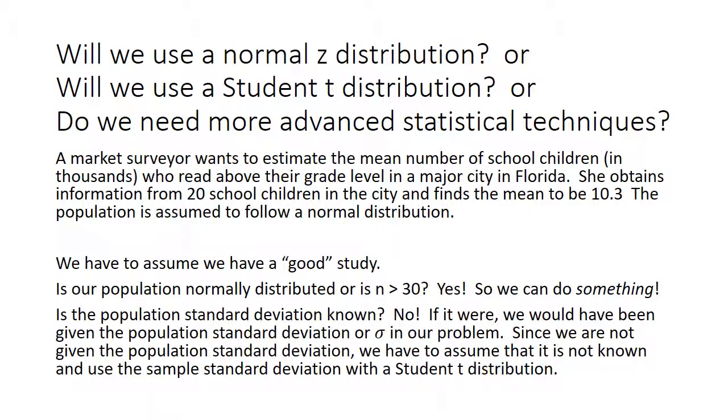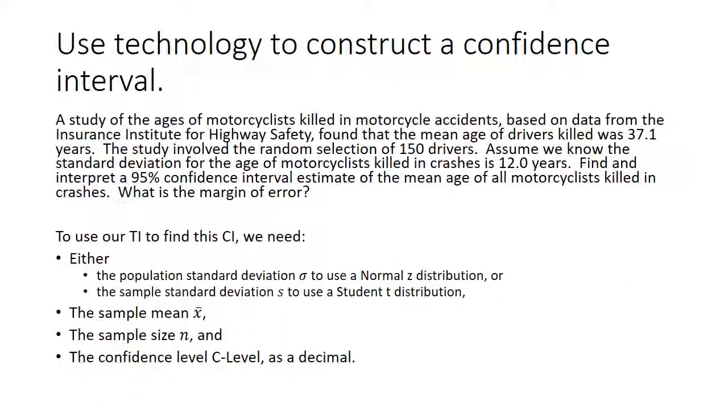All right, that's what we say here. Have to assume it's a good study or none of it matters. Our population is normally distributed, so our sample size doesn't matter. We can do something. Is our population standard deviation known? No, if it were, it would have been given. Because it's not, we only have a sample standard deviation. We use a student t distribution.